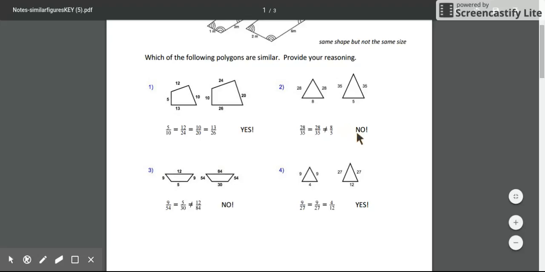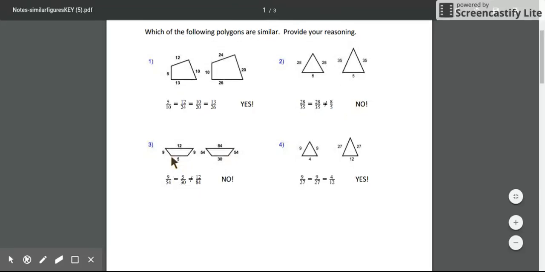Let's look at this second example here. So again, working around the shape, comparing corresponding sides. I have a 28:35. I have a 28:35. If you have a ratio that repeats the exact same values, you don't need to write it twice, although you can. And then the last side would be an 8:5 ratio. So 28:35 is not the same as 8:5. So these shapes are not similar, even though they look like they're the same type of shape. Their side lengths are not in proportion.